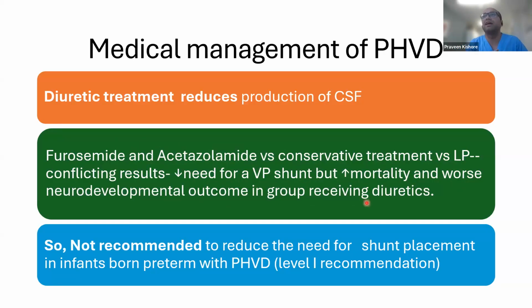It almost sounds like if you keep giving diuretics, the baby will not need a VP shunt, but will either die or will have very poor neurodevelopmental outcomes. So I don't think it's a great advertisement for furosemide and acetazolamide in PHVD. It is a level 1 recommendation that they are not recommended to reduce the need for shunt placement in infants born preterm with PHVD.